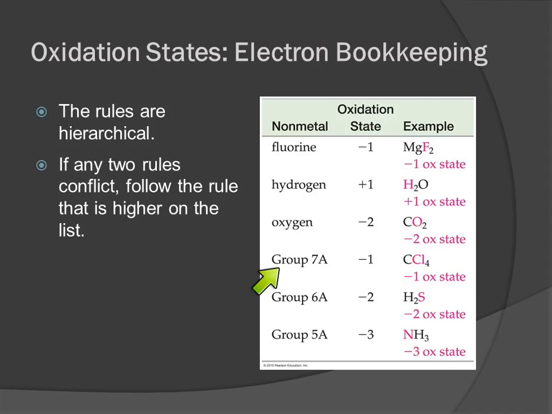But there's a hierarchy here. So fluorine wins. Fluorine is the most electronegative. Fluorine wins, and next we have hydrogen and oxygen. So if we have oxygen with fluorine together in a compound, fluorine gets its preferred oxidation state, and oxygen takes what's left. So if we have any rules that conflict, we take the one that's higher on the list. So here in magnesium fluoride, the fluorine's going to have a -1 oxidation state. In water, the hydrogen gets +1.